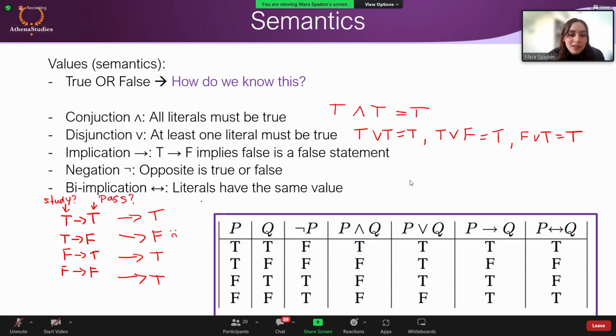Okay, so then for the biconditional, it says literals have to have the same value. So in the table, we see that here P and Q have the same value, right? They're both true. And here they're both false. So only in those cases is it true. That's what you have to know. So again, note the little light bulb in the corner. This is some theory that you have to remember in order to apply the rest of the logic. So are there any questions about any of these semantics? Or is it all clear?